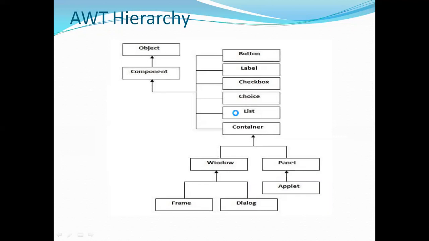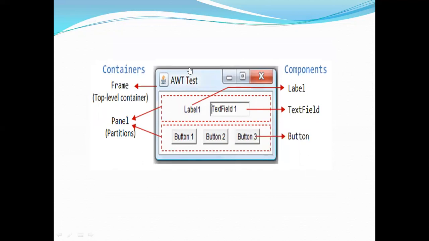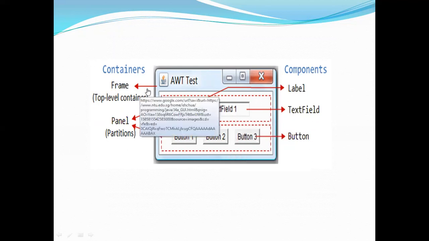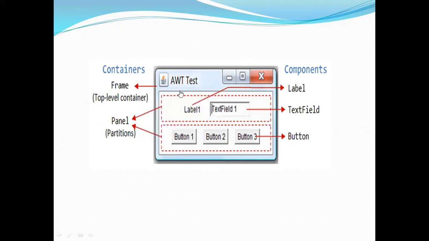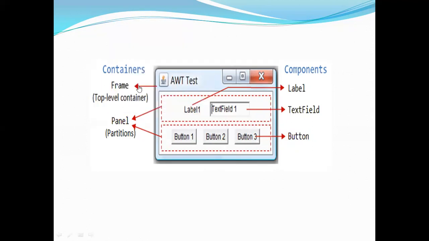Let's see their view in an example like this. Now we have a screen here. In the screen, this is called a window. Inside that window, this is a frame. This blue colored one is a frame, which is a top level container. Means this is the mandatory container that you need to have for developing any graphical user interface. So a frame should be there compulsorily.